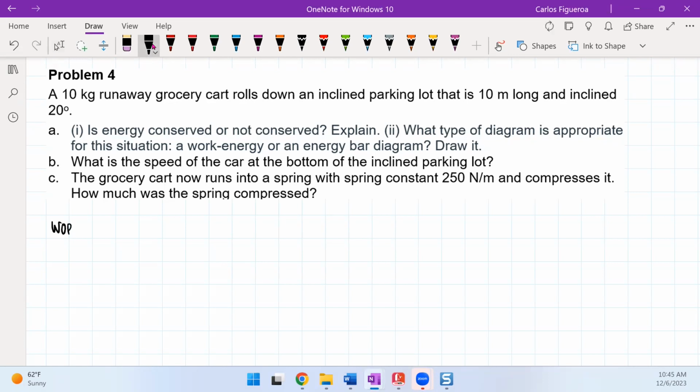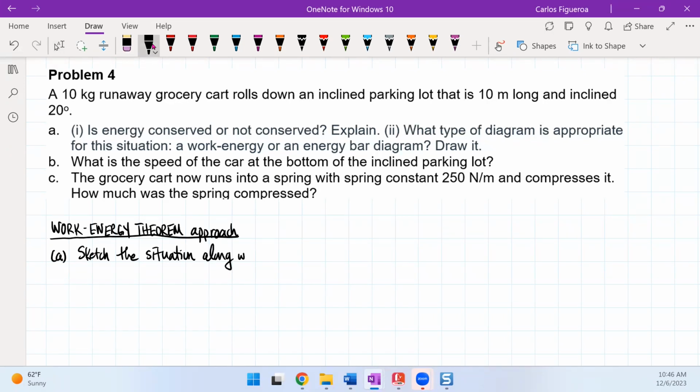The first one that I'll do is the work energy theorem approach. For A, I'm going to sketch the situation along with a bar diagram.